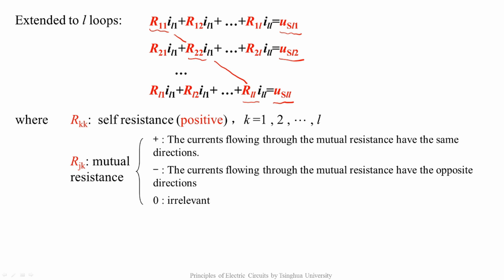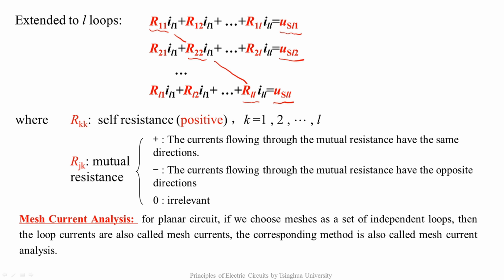After we have understood the physical meanings of each coefficient, we need not write the equations from the very beginning of the KVL. We can directly write the standard form of the loop current equations. This is very useful when writing a large number of equations for solving complicated circuits.